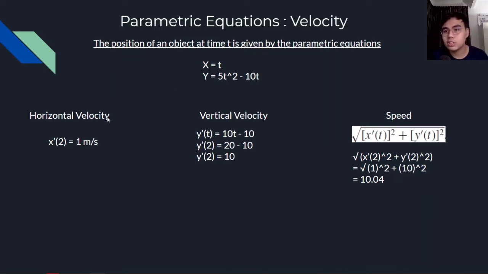We find the horizontal velocity by finding the derivative and substituting 2. We also find the vertical velocity by using the function y, finding the derivative, then substituting 2. So how do we find the speed at t equals 2? We just use this formula. We take the horizontal velocity and square it, plus the vertical velocity squared, then we take the square root, and we find 10.04.